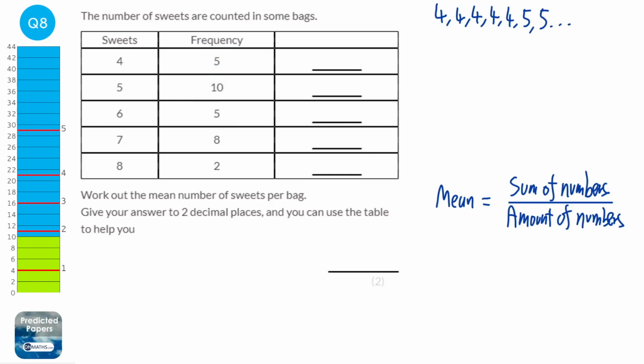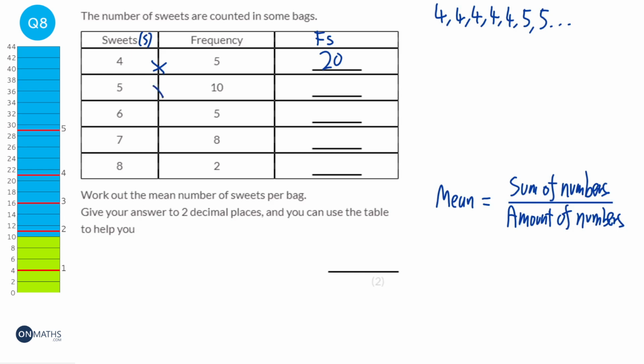Well, let's look at those 4s. How many 4s are there? Well, there's 5 of them. And what are 5 4s? Well, to work that out, we just times them. 5 4s are 20. So we create this FS column, S for sweets. Okay, and what that's telling us is all of those 4 sweets added together are 20.